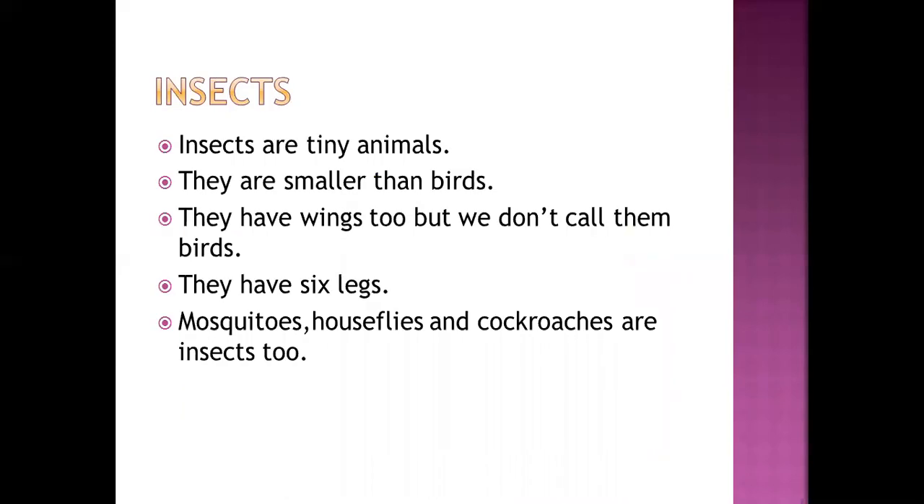ant. Now, insects are tiny animals. They are smaller than birds. They have wings too, but we don't call them birds. They have 6 legs. Mosquitoes, houseflies, and cockroaches are insects too. Now, the most beautiful insect that I know is a butterfly.